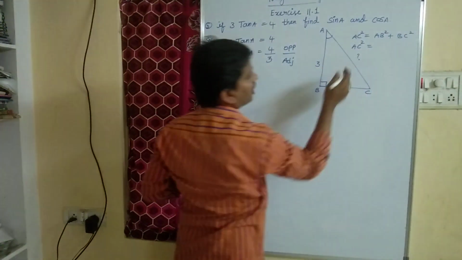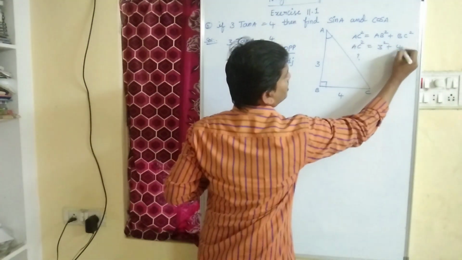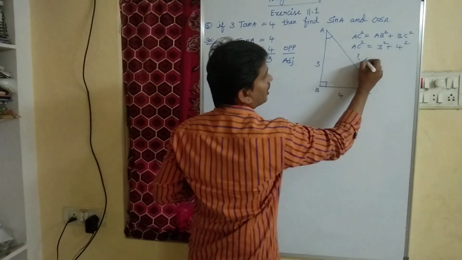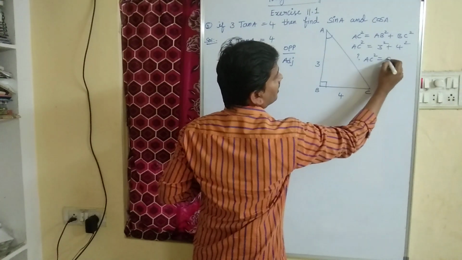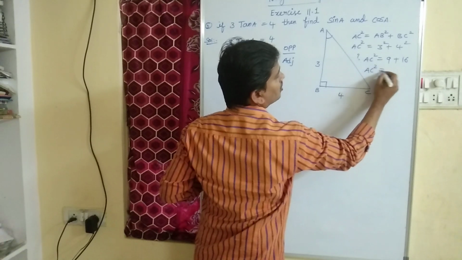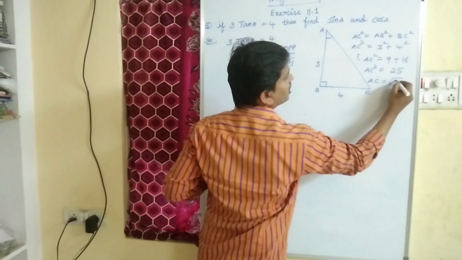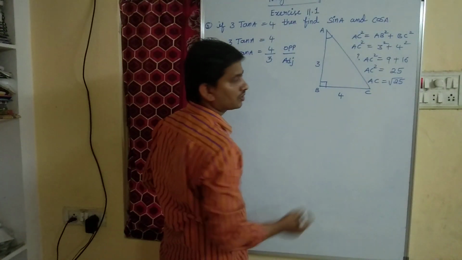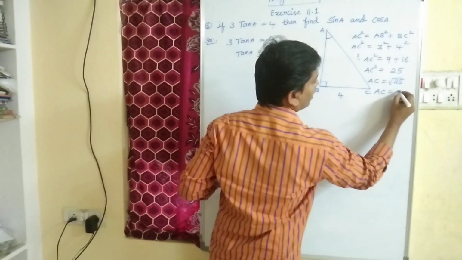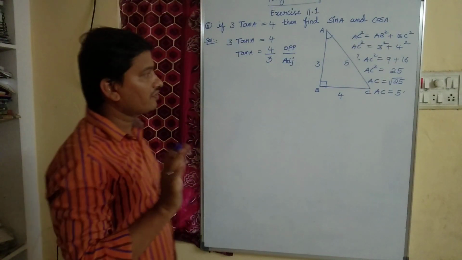So AC square, that only we have to find. AB is 3 units and BC is 4 units. So AC square equals 3 square, 3 3s are 9, plus 4 square, 4 4s are 16. 9 plus 16 is 25. If you transpose the square, it will become square root. So what is the square root of 25? Square root of 25 is 5 centimeters. So we got the AC value also.